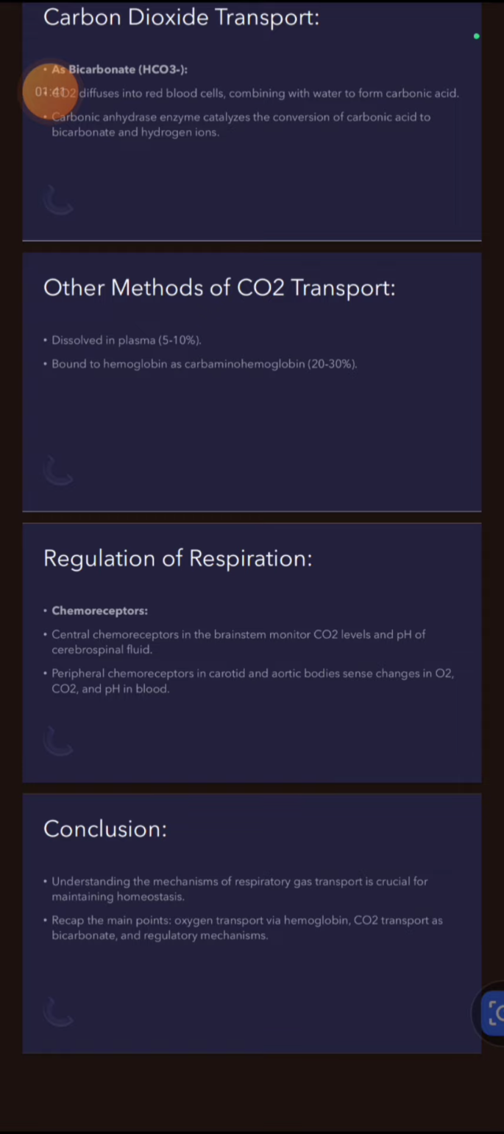Conclusion. Understanding the mechanism of respiratory gas transport is crucial for maintaining homeostasis. Recap of the main points: oxygen transport via hemoglobin, CO2 transport as bicarbonate, and regulatory mechanisms.